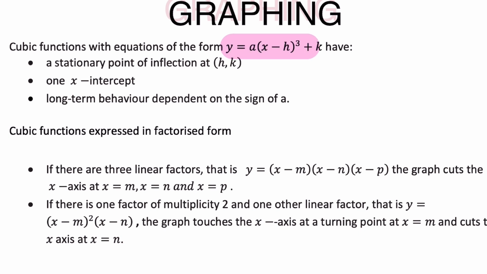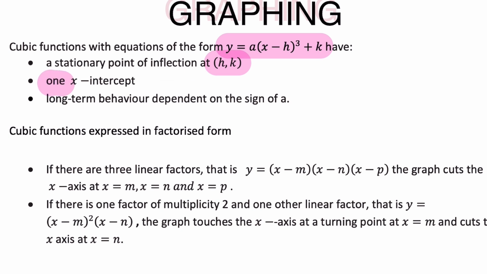So in terms of graphing, the cubic function has this particular form. Some of them have this particular form. And with this form, we specifically have a stationary point of inflection, and that occurs at (h, k). So it kind of looks like the turning point form of a quadratic, except there's a power of 3 instead of power of 2. And then our key point is at this point (h, k), which is a point of inflection.